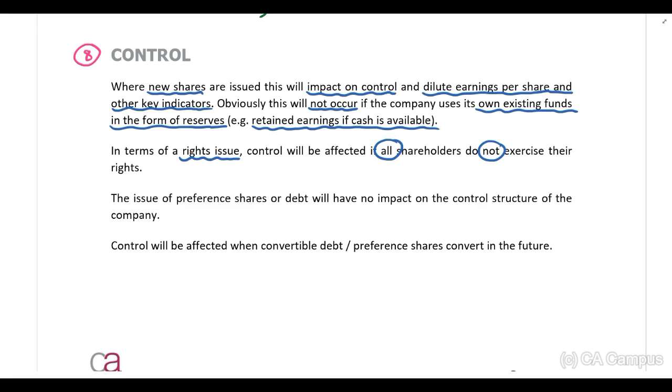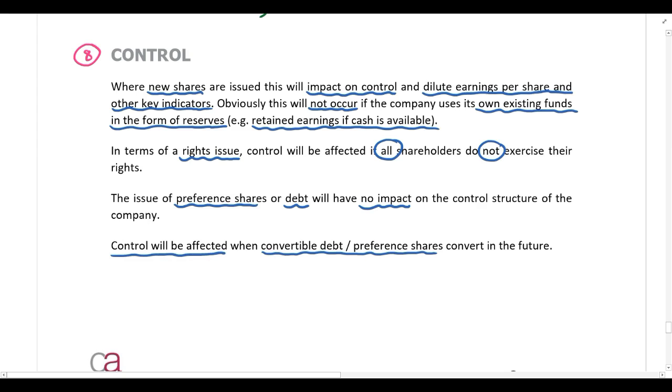It's important to note that if a company issues preference shares or debt, that will obviously not have any impact on the control structure of the company. And in addition to that, when convertible debt or preference shares convert into equity in the future, control will obviously also be affected.